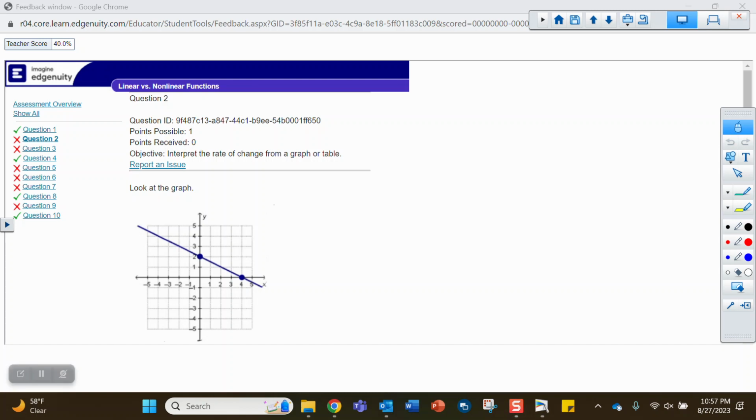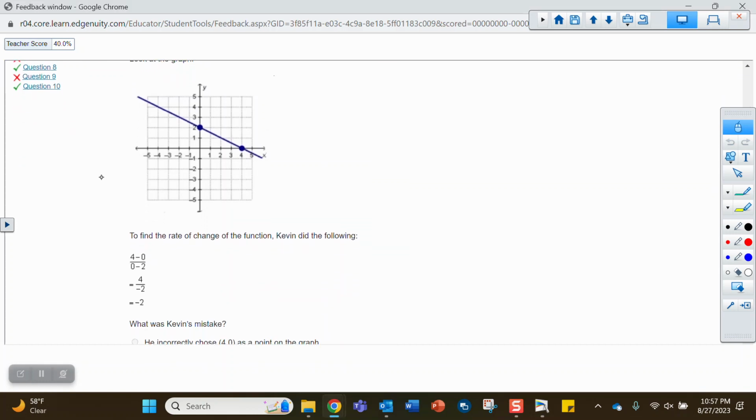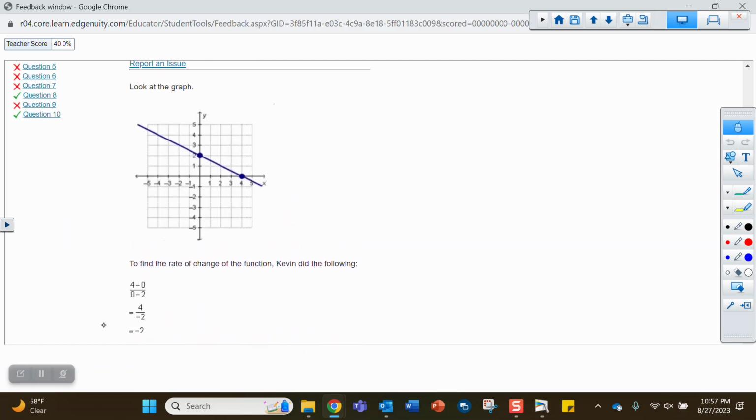Hi, Poema. I have your quiz here, so let's go over the questions that you missed. The first one says, look at the graph. To find the rate of change, Kevin did the following. What was Kevin's mistake? So let's just look at what we would do.